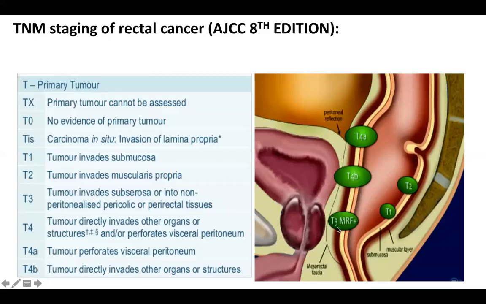So this has a prognostic influence, because as we have understood, this particular lining is where we want to do the surgery. So depending upon the depth of invasion, whether we will get a clear plane or not will be determined by the depth of invasion into the mesorectal fat.